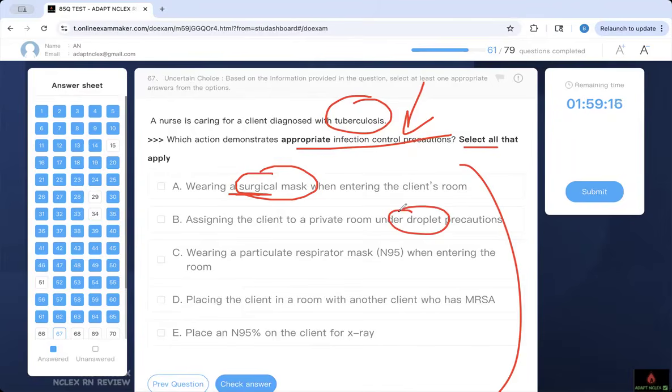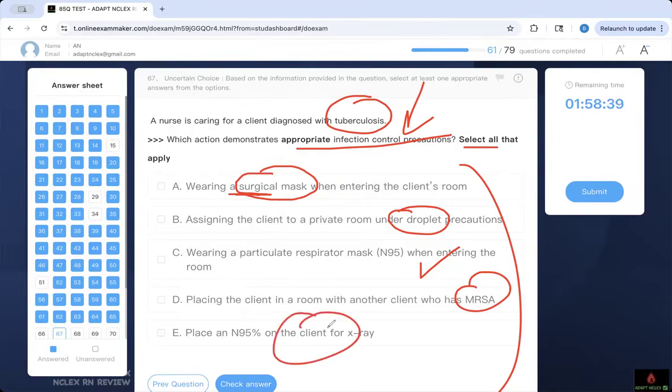Wear a particulate respiratory mask when entering the room. N95. It sounds good. Place the client in the room with another client with MRSA. They cannot be together, not the same organism. Place N95 on the client for X-ray. When the client leaves their negative pressure room, they don't wear anything except what? A surgical mask. So when they leave their room, all you put on them is a surgical mask. Okay, and you don't wear anything.